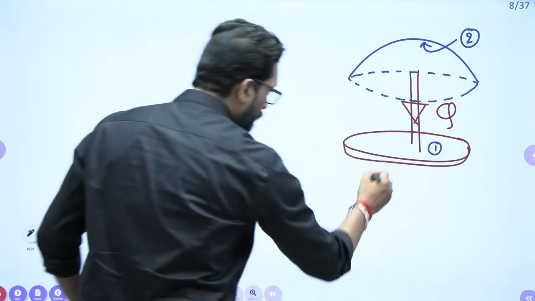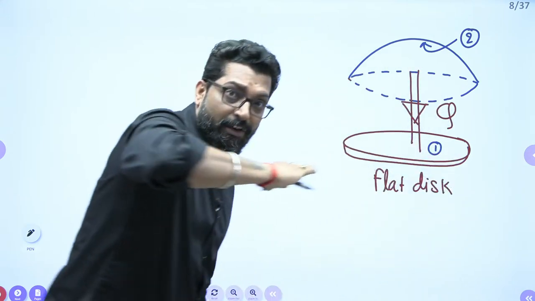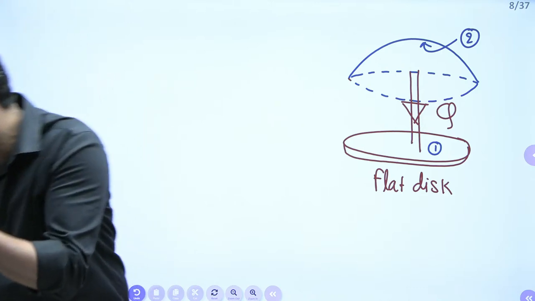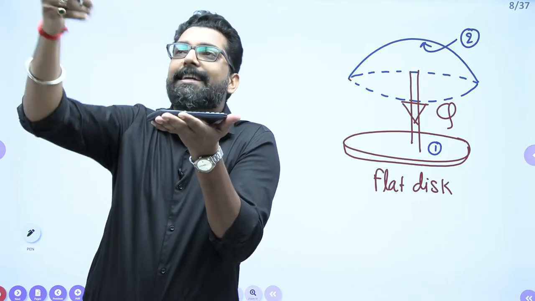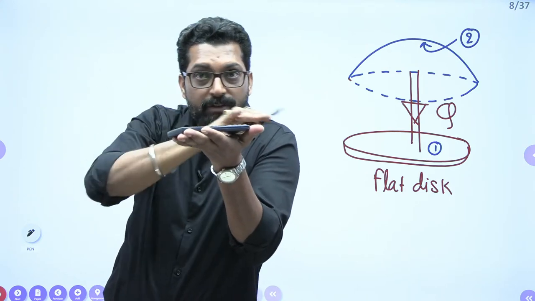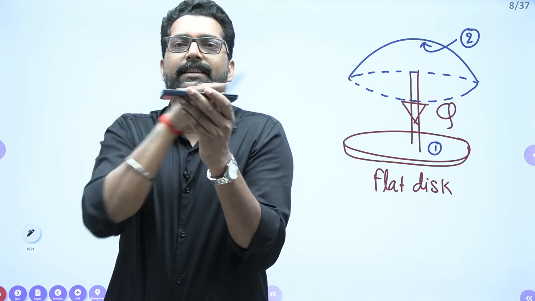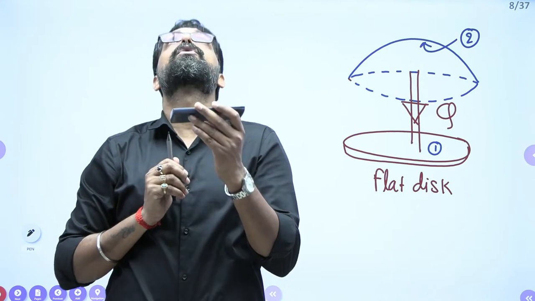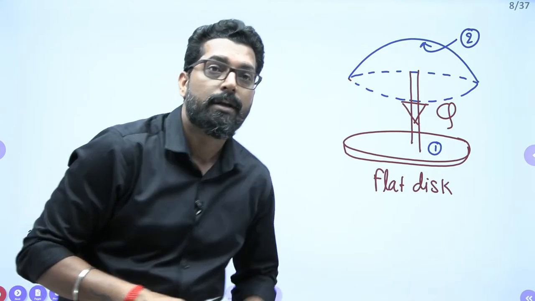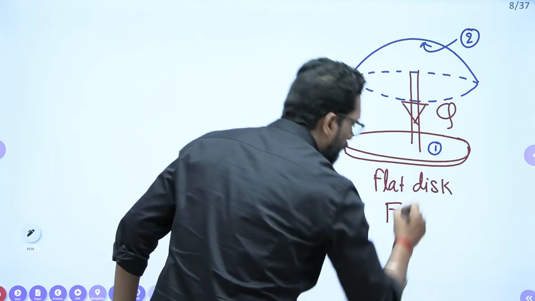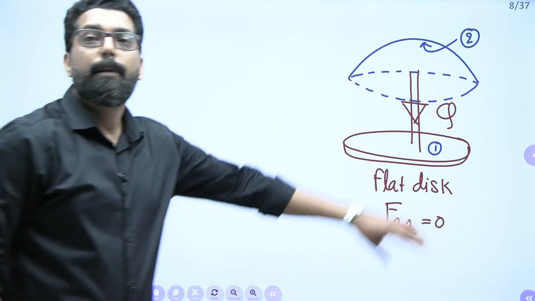So, this is your flat disk. If this is your flat surface, the radiation emitted by the flat surface can never strike that same surface. Why? Because the surface is flat. So the view factor, that means, if you are standing on this flat surface and you look upward, no matter how you move your neck, you can never see that flat surface. That means the view factor of the flat surface to itself is zero. There is no radiation that will come back to the flat surface.